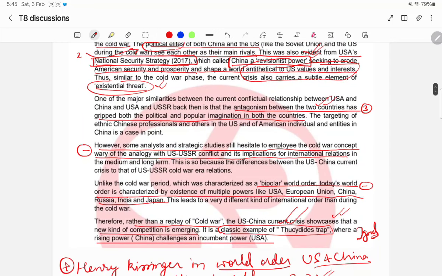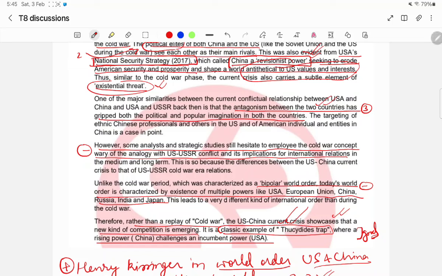And what are the counterpoints? The counterpoints are that analysts hesitate to employ the Cold War concept because of the analogy with the US and USSR conflict and its implications for IR. So there are huge implications, that it will take other countries as satellites, and they have to take sides. So these things you have to consider.